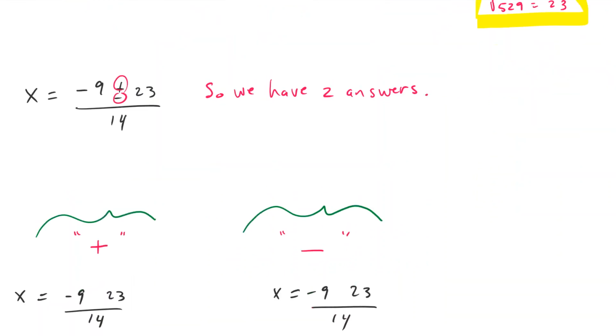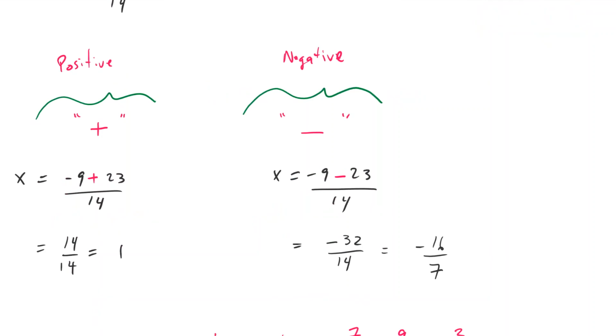So we have our positive answer, meaning we're choosing the plus symbol as we do the calculation. So at the bottom here, we put negative 9 plus 23 over 14. And then we also have our negative option, where we're going to put the minus sign instead of the plus sign. Now we simply finish the arithmetic. Negative 9 plus 23 gives us 14 over 14, which is 1.